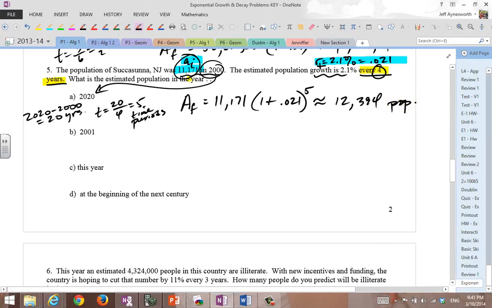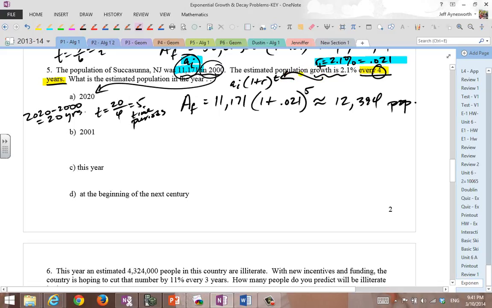Obviously, it got bigger, right? I mean, it started off at 11,171. It grew because of the growing situation. All right, this is a growth situation, keyword growth. So in general, it's A sub I times 1 plus r raised to the t power for a growth situation.